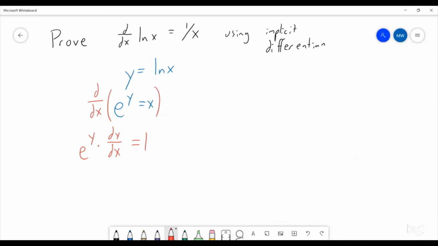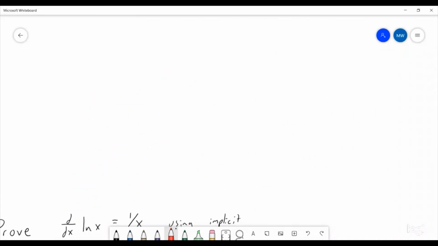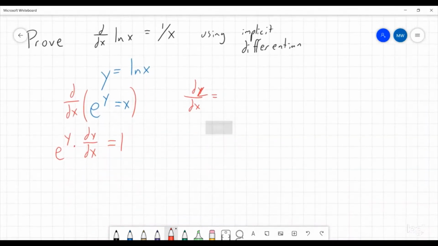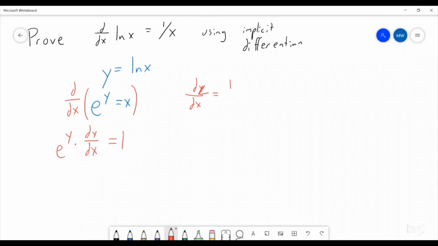Then that means that dy/dx is equal to 1 over e to the y. But we know what e to the y is. e to the y is x, take that, plug it in here, so we get the derivative of y is just 1 over x, so that means that the derivative of the natural log of x is 1 over x.